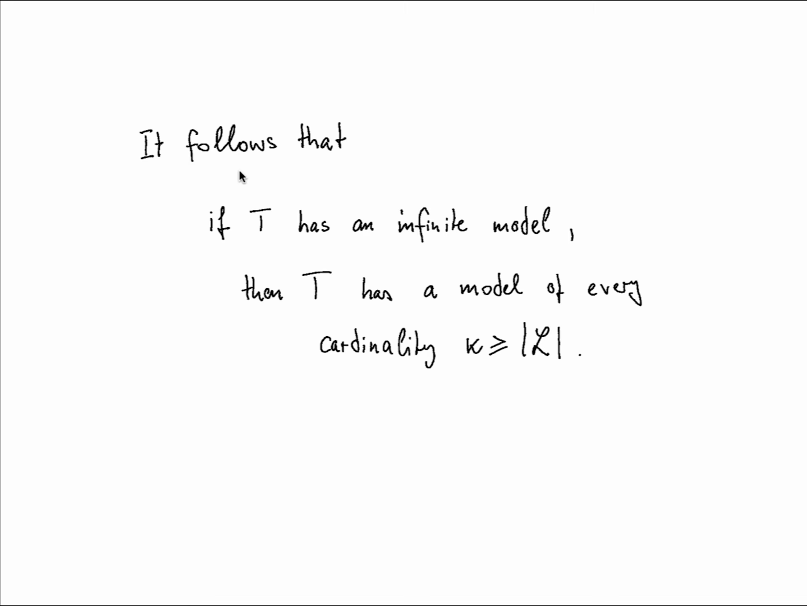As a consequence of these two theorems, we now have that if we have a consistent theory T that has an infinite model, then that theory has a model of every cardinality at least as large as the cardinality of the language. So we not only have countable models if, for example, the language is countable. If we have an infinite model, then we also have models of every infinite cardinality.